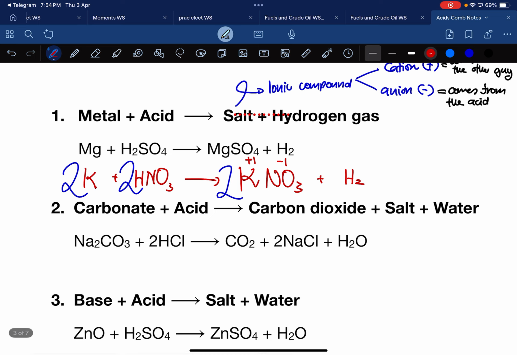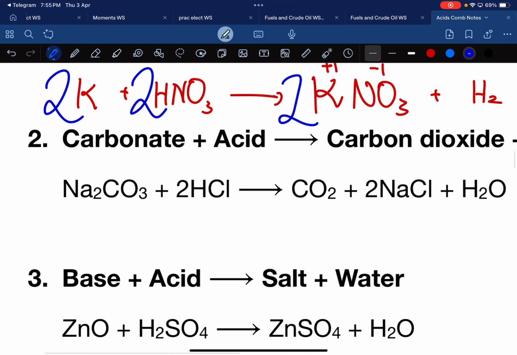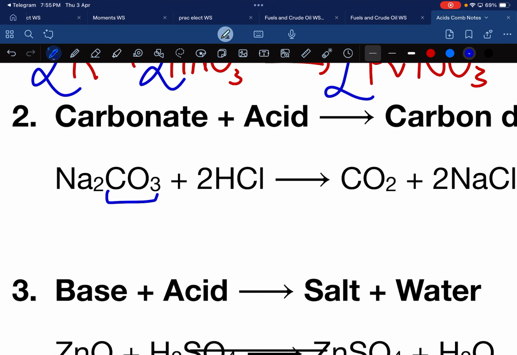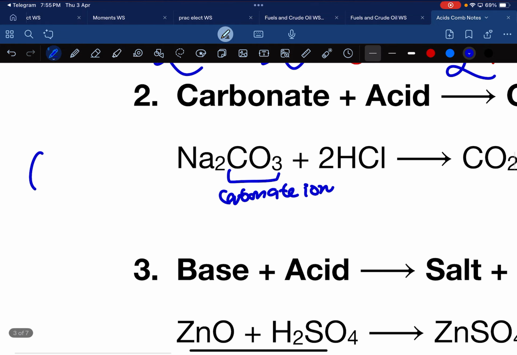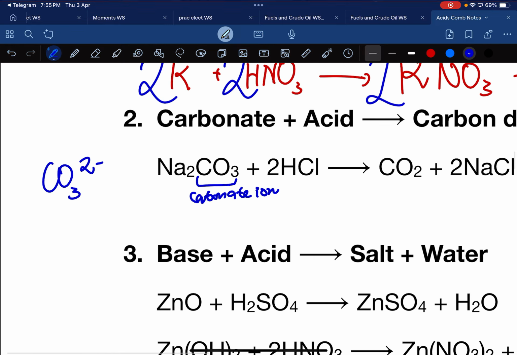This is reaction number 1 that acids can do. Reaction number 2, you have acid still, but now you add in a carbonate. For those of you who cannot remember, this is the carbonate ion, CO3 2 minus. Do you have to remember this? Definitely. Your carbonate ion you must know.